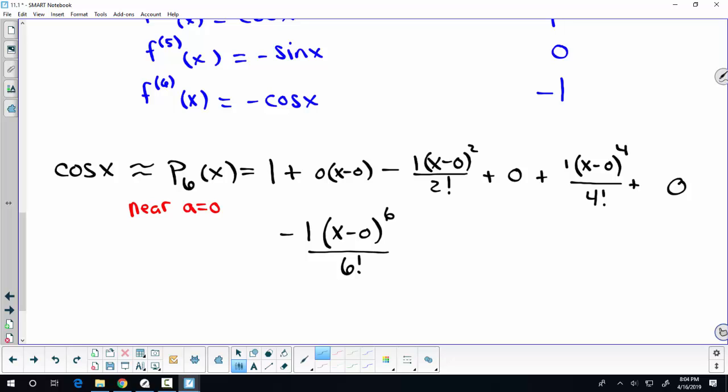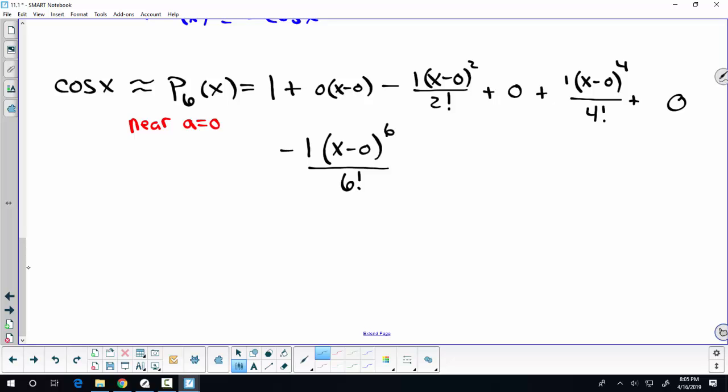So notice what terms we have. We have the zeroth, the second or the square, the fourth power, and the sixth power. So if we were going to describe cosine by a polynomial, since cosine is an even function, it has symmetry with respect to the y-axis, it makes sense that our polynomial only consists of even degrees. Okay, so this p sub 6.